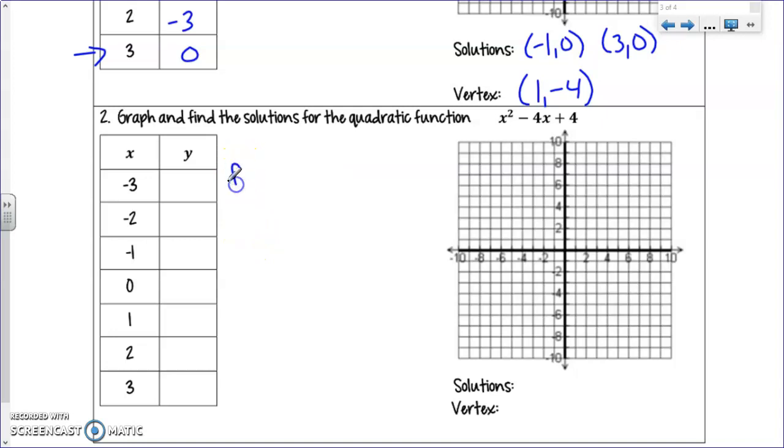So f of -3. So that's going to be -3 squared minus 4 times -3 plus 4. Does that make sense? 9 plus 12 plus 4, 21, 25. All right, so everyone fill in that chart using the math. This will be the last one that we're going to do that way. Then we're going to use our calculator.